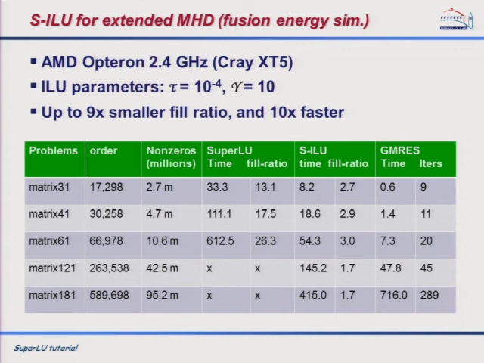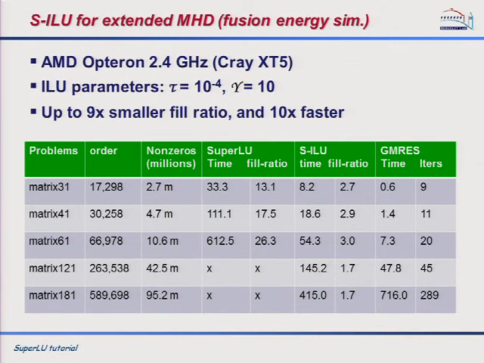Basically, by dropping entries, you can keep the fill-in ratio just 9 times more than the original number of non-zeros, just by dropping entries when they become small. And of course, one of the gains that you have is in terms of the time you take to compute the incomplete factors. That can be 10 times faster than computing the full factors.